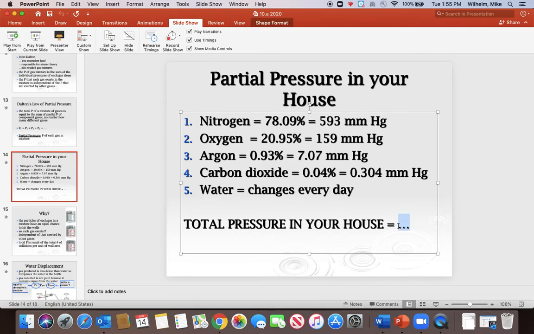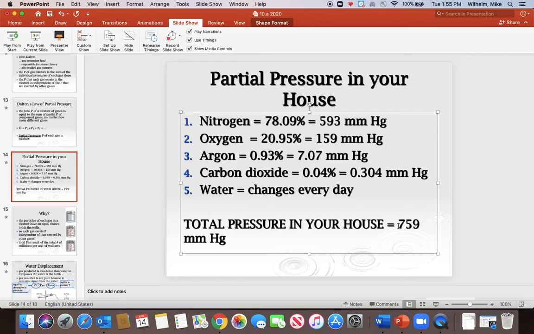So I'm going to take my calculator out and just go 593, that's P1, plus 159, P2, plus 7.07, that's P3, plus 0.304, and the total pressure in your house, if we sig fig that, is 759 millimeters of mercury, which is exactly what we would expect it to be, where at sea level, Earth is 760 millimeters of mercury.